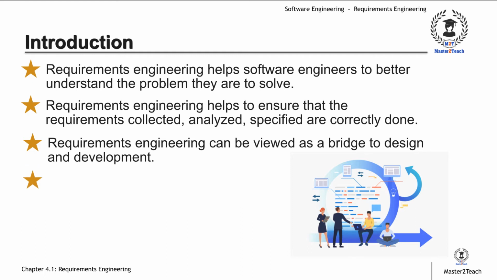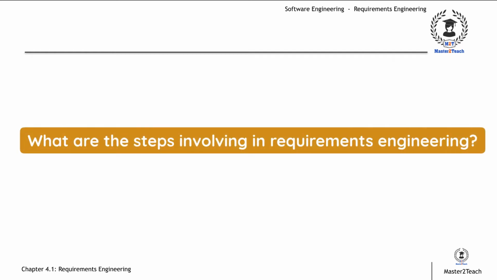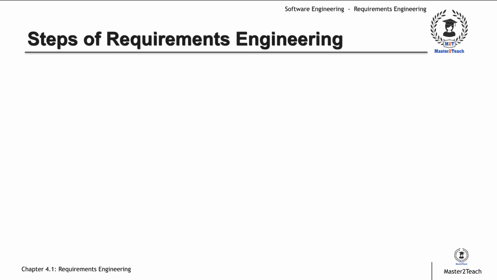Usually, requirements engineering is done by the software engineer or system analyst and other project stakeholders like managers, customers, end users, etc. What are the steps involved in requirements engineering? Let's dive into its steps. The steps involved in requirements engineering are: number 1, inception, where the project scope and nature of the project are defined. We will study each step one by one in detail later on.